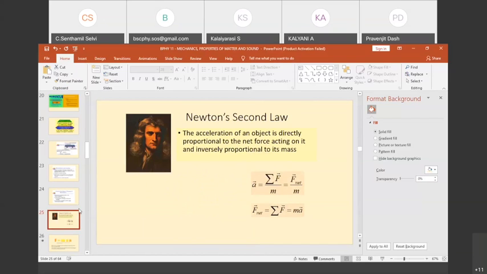Then Newton's second law. What is Newton's second law? We are comparing the relation between the force and the acceleration. You know force is nothing but force equal to mass into acceleration. That is, acceleration of an object is directly proportional to net force. If many forces act on an object, F1, F2, F3, F4, you are considering more forces, but for the net force we can put the summation, sigma of F.